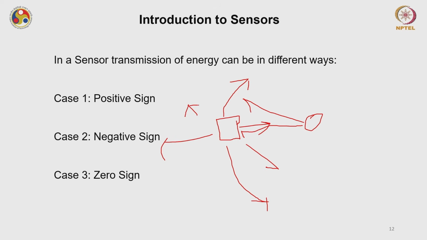For some position, say this sensor is sensing the temperature of this object. The sensor is trying to detect this object by measuring the heat exchange with the sensor. At certain positions of the sensor, this value can be positive. For certain positions, it can be negative. For certain positions, the heat exchange can be zero also.